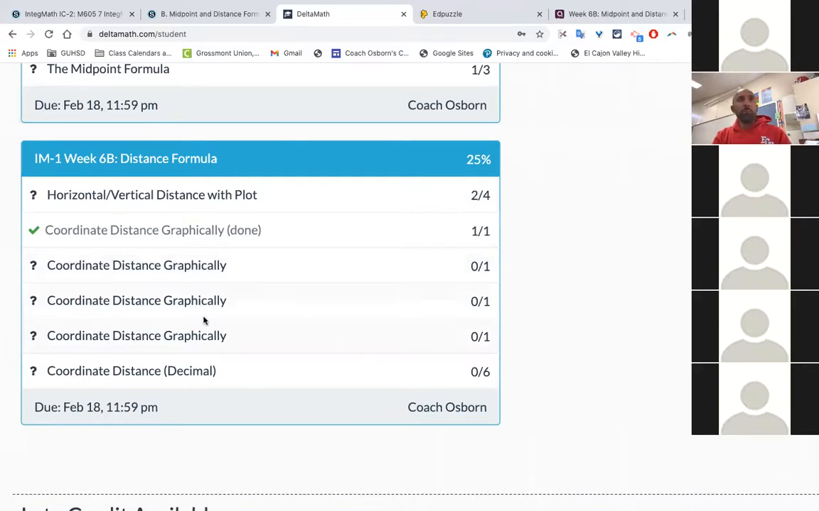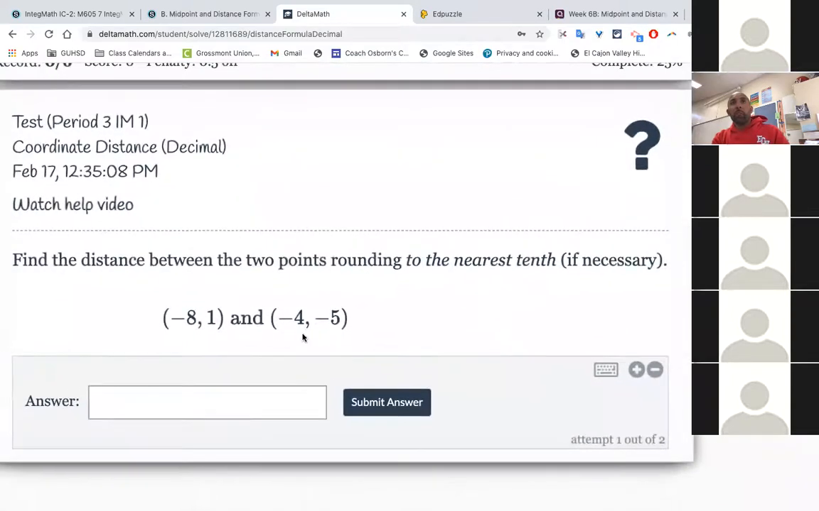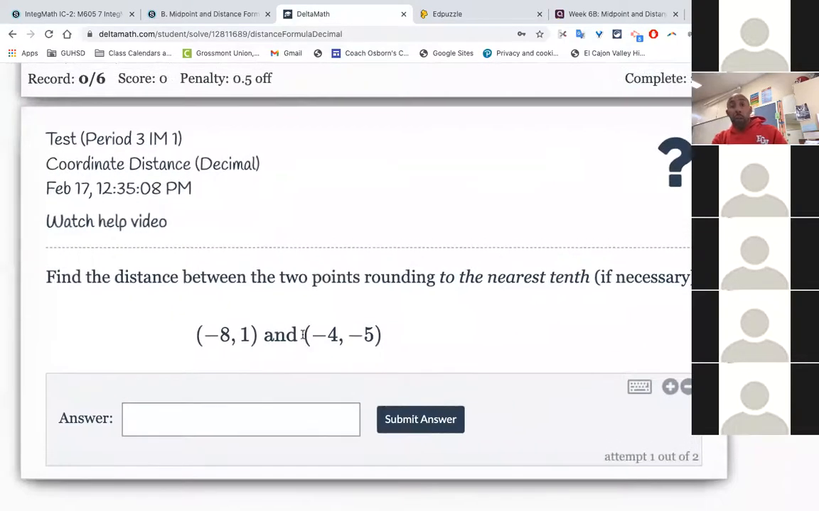Okay, so then these 3 are the exact same. So you're basically doing 4 of those problems. Okay, the last one, you're going to get 2 points. And now we don't have a graph. We're not going to create a triangle. We just have 2 points, so we need the formula.